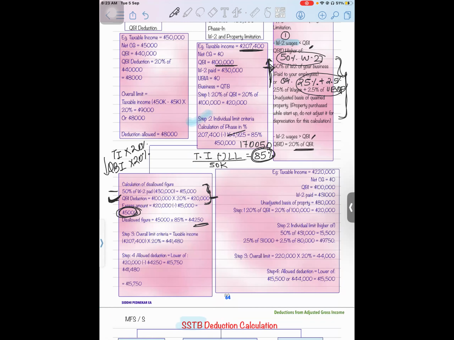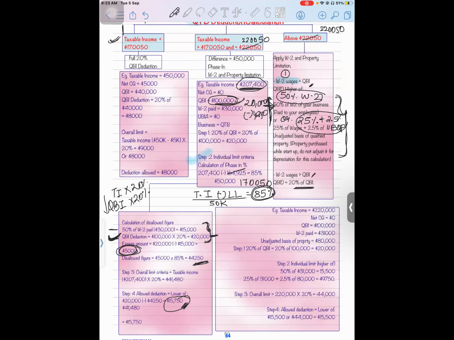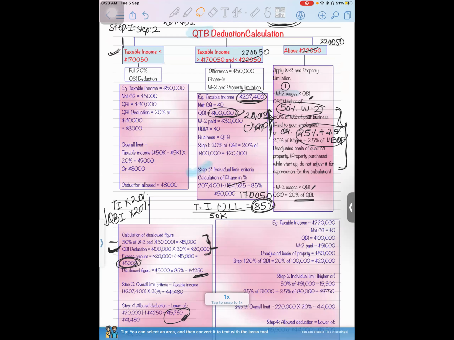So see, taxable income into 20% or 1 lakh into 20%, whichever is lower, will obviously come to 20,000. From this 20,000, I am going to reduce the disallowed figure of 4,250. Got it? 15,750 will be your qualified business income deduction and not the whole 20,000. Okay, so let's understand it again properly with the example.